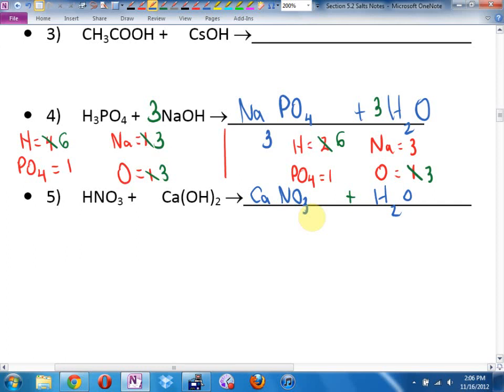Calcium, what's the charge on calcium? 2. What's the charge on nitrate? Or did I say nitrate or nitrite? 1. NO3. 1? So when I crisscross, I'll need a 2 there, and well, I guess I don't need to put the 1 there, but I'll need 2 of those. NO3 in brackets, 2 of them. Let's balance.